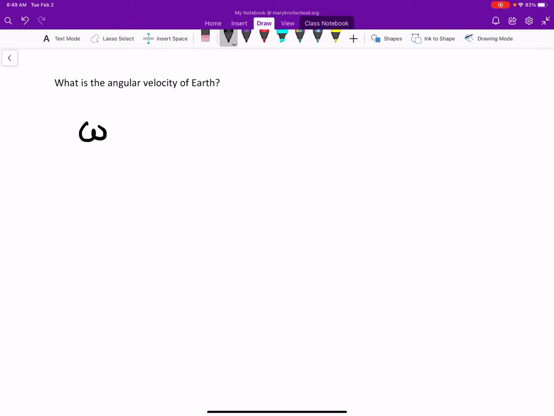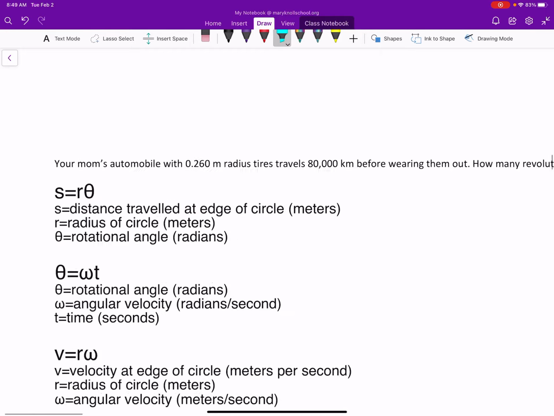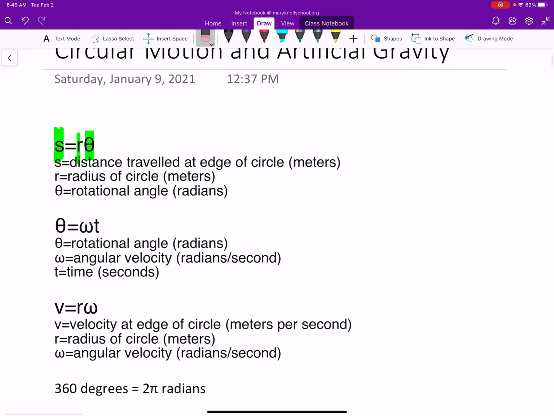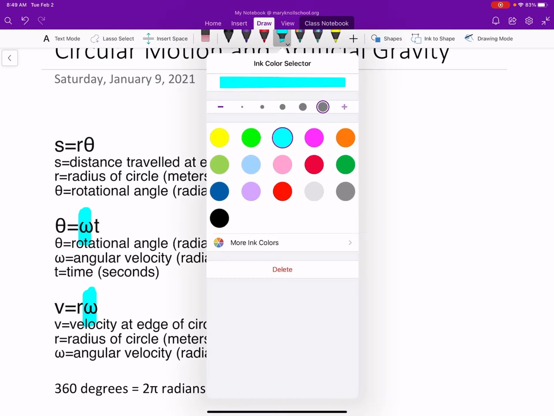Okay, what is the angular velocity of the Earth? So the angular velocity is this omega value that we're trying to solve for. So let's go ahead and look up top and see if we can find something that'll work. Okay, so we're looking right here, and we have an omega value here, and we have an omega value here. Let's go ahead and look at these values to see if we know what they are, the other two.